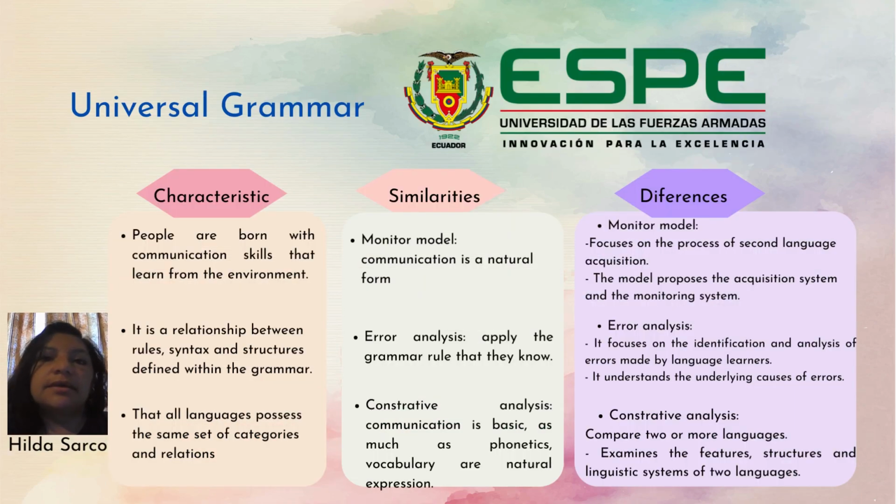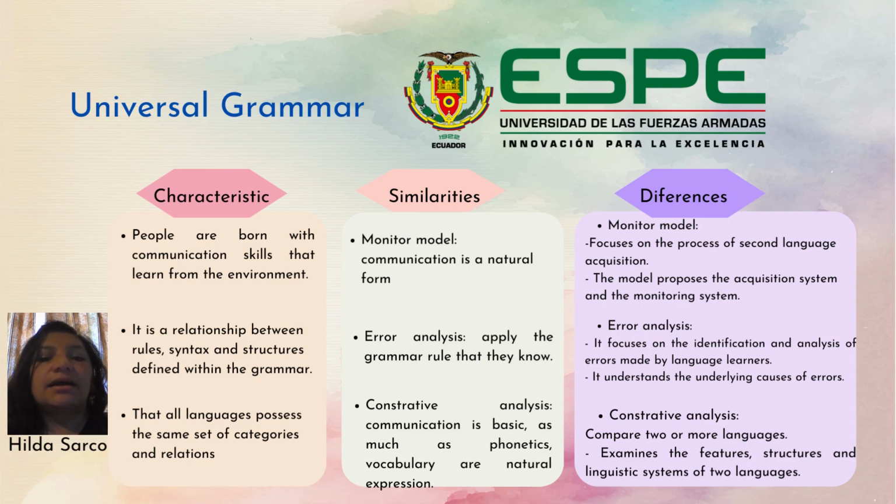The main characteristic of universal grammar is that languages have the same set of categories and relationships, and that to communicate through language, a speaker may use infinite means. People also develop communication skills in a synaptic way and with social and cognitive development. They learn from the environment. However, communication has to be based on rules, syntax, and structure defined within the grammar, so that what is expressed is understood.